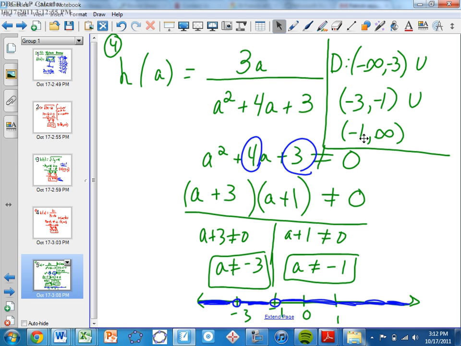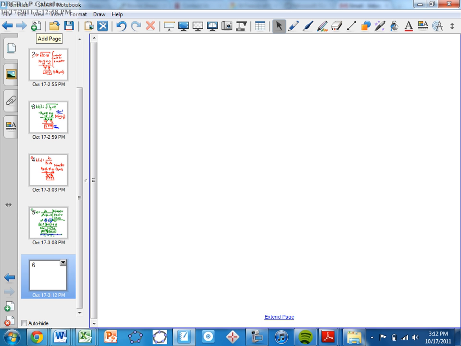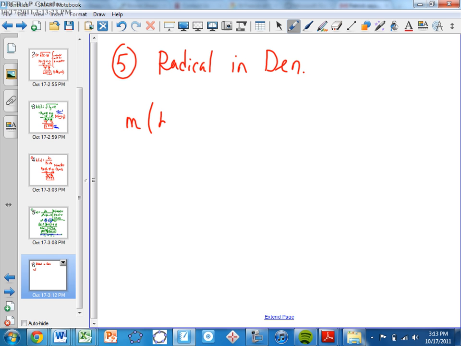Okay? Let's go to another example that combines radicals and denominators at the same time. Okay, we're going to do 2 of these. What number are we on? Anybody got numbers? 5. Thank you. So this is going to be a radical in the denominator. So here we have, let's say, m of b equals 2b over the square root of 4b plus 12.